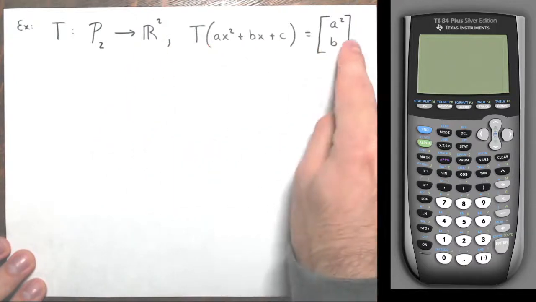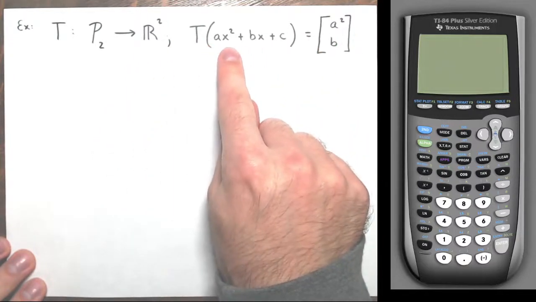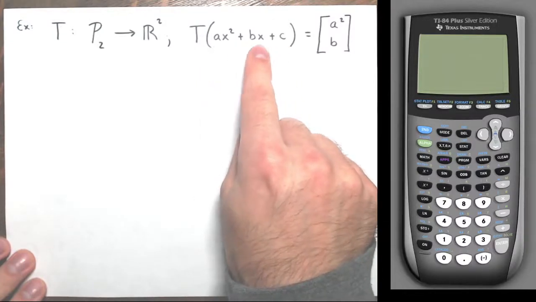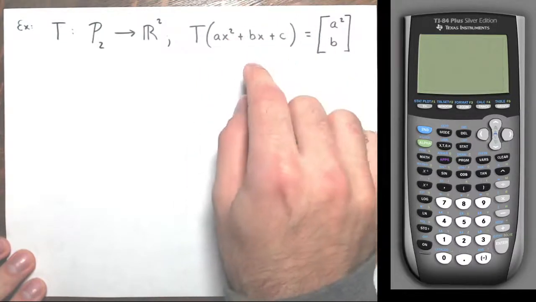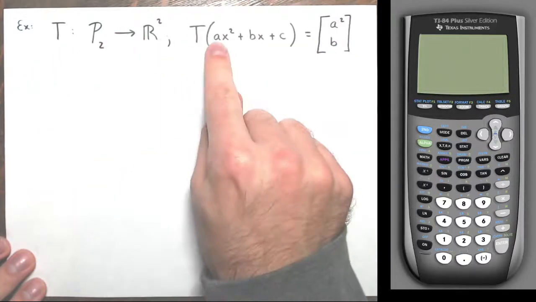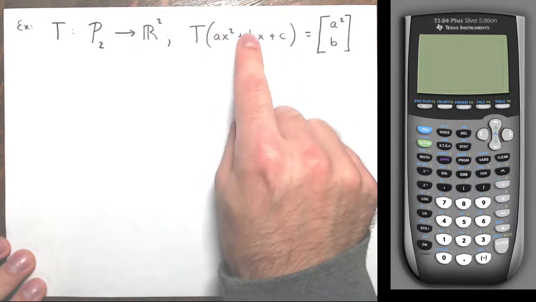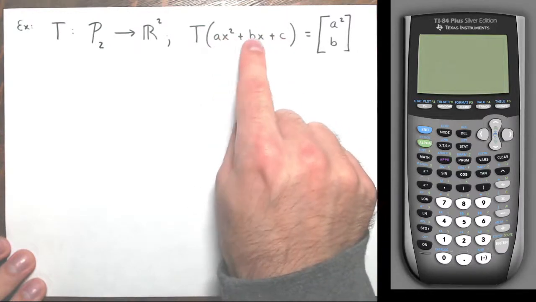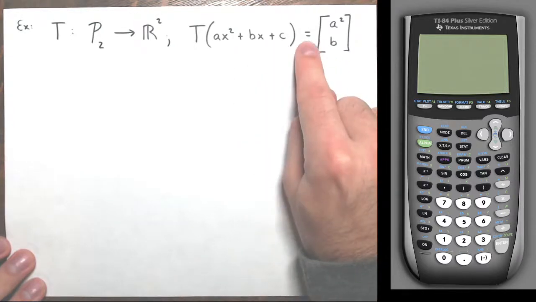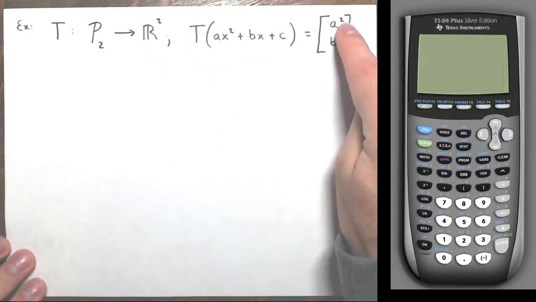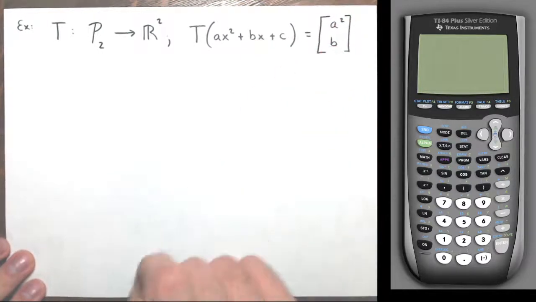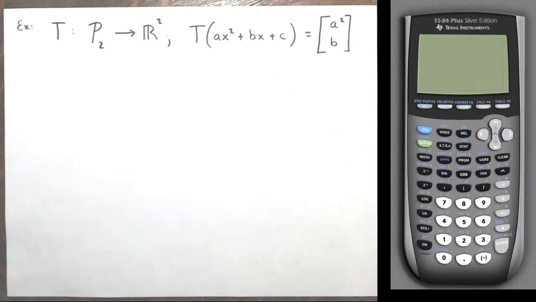So here's the rule. T takes a polynomial of degree 2 or less, which always looks like ax squared plus bx plus c, in whatever order you write those terms, where a, b, and c are the coefficients, numbers. And the output is a vector from R2 where the first component is a squared and the second component is b.